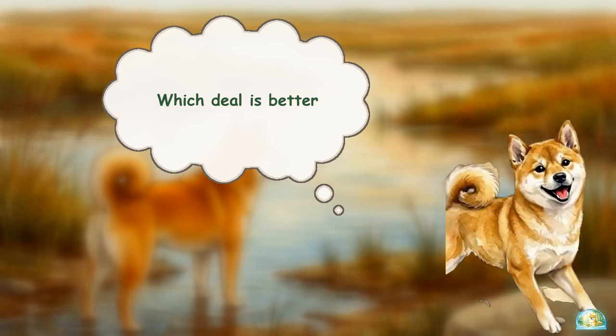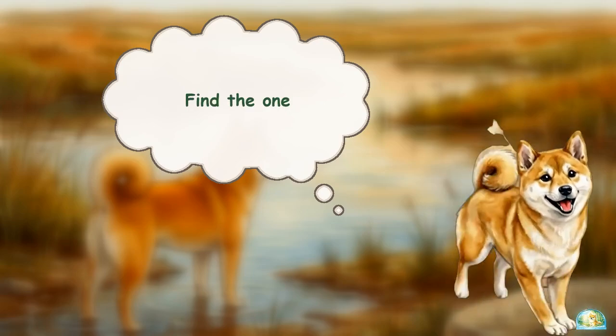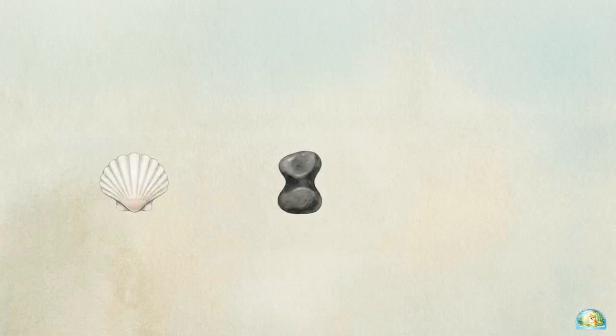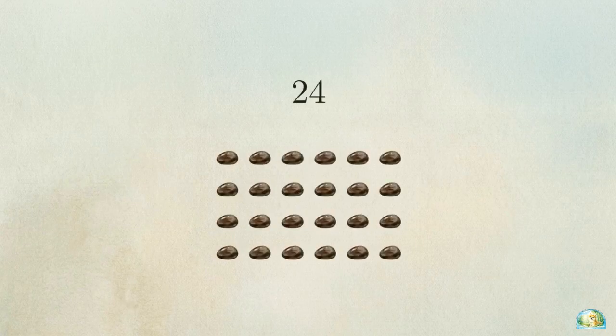Which deal is better? Rates will tell us. Find the one. Welcome to Reed Bank Ratio Crossing. In this environment, we are going to look for a specific kind of measurement, a unit rate. Finding the amount for just one unit, a single ounce, a single hour, or a single item, gives us a reliable way to compare different quantities.